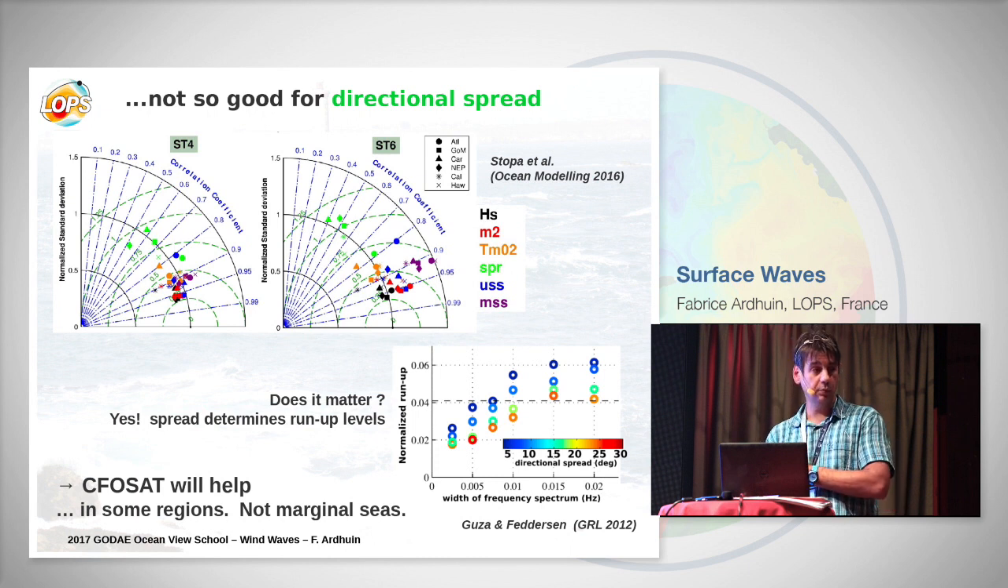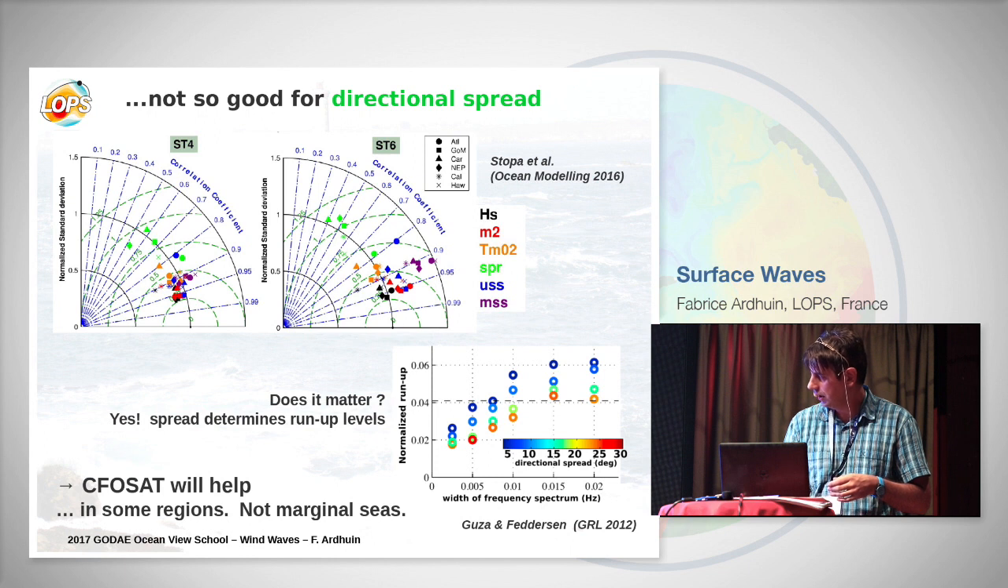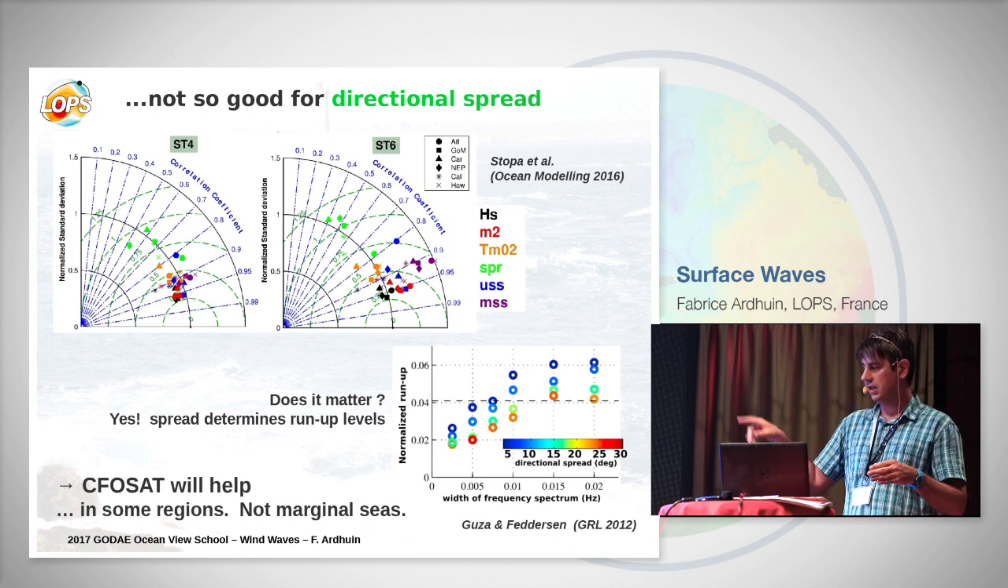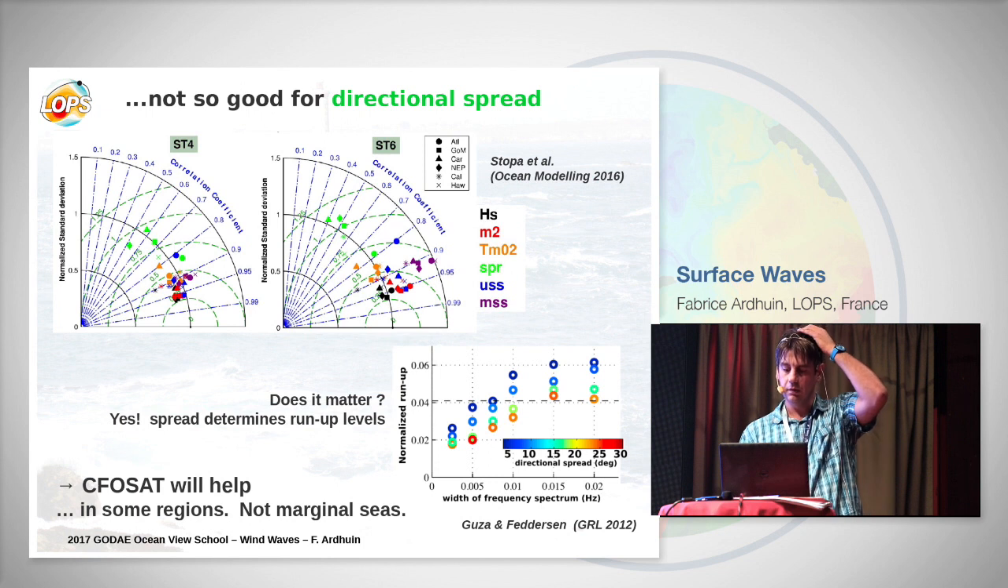And does directional spreading matter? Well, yes. This is a run-up on the beach normalized as a function of the width in frequency of the spectrum, and the colors are directional spreading. So if you take the same wave spectrum and just make it broader or narrower, you can actually increase the maximum water level due to waves on the beach by 50%. So directional spreading is actually pretty important for coastal applications.